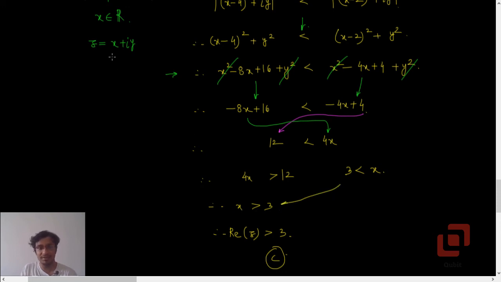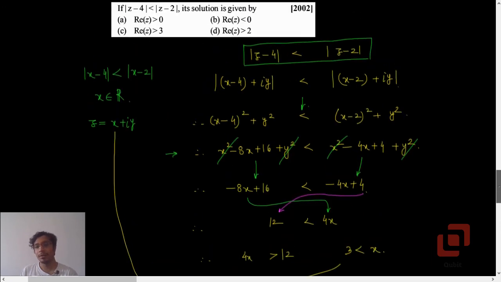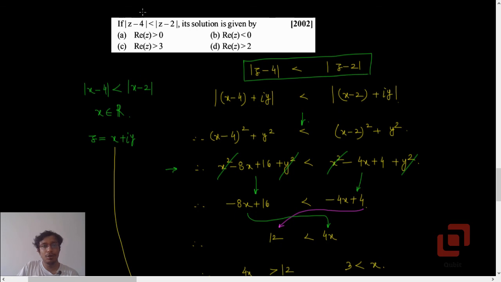But what is x? x is the real part of z. So real part of z must be greater than 3 in order to satisfy this particular inequality. That is option C. Yes. So a very simple problem.